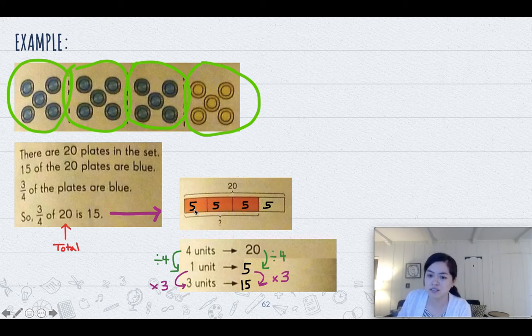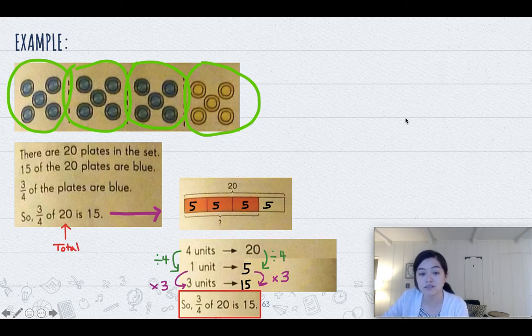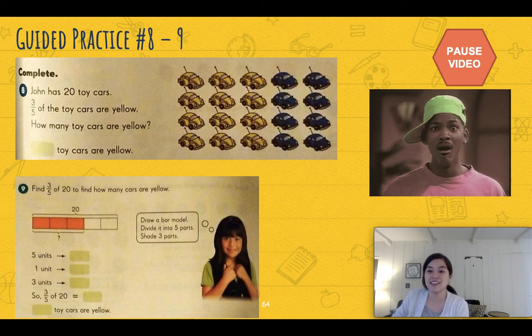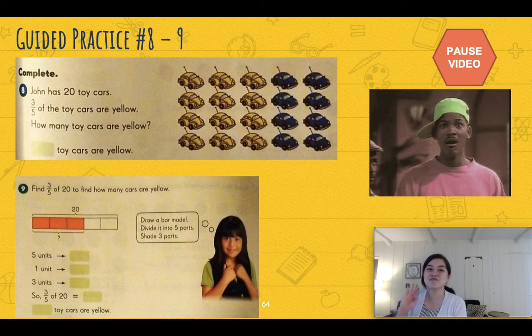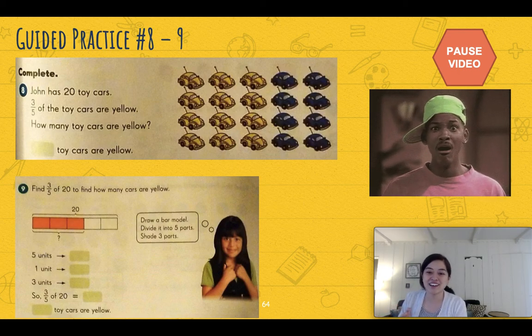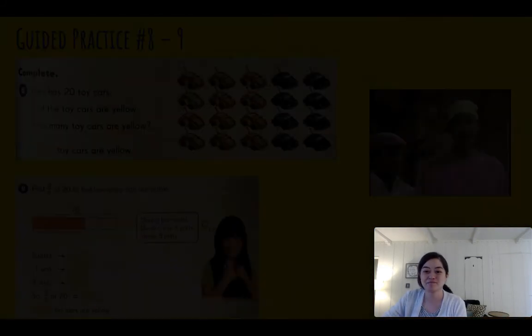And I can see that is true because I can count by 5s 3 times. 5, 10, 15. 3 units is 15. So 3/4 of 20 is 15 because this is 3 out of 4 total. That's what that bar model represents. Try this on your own, and I will see you in a bit.